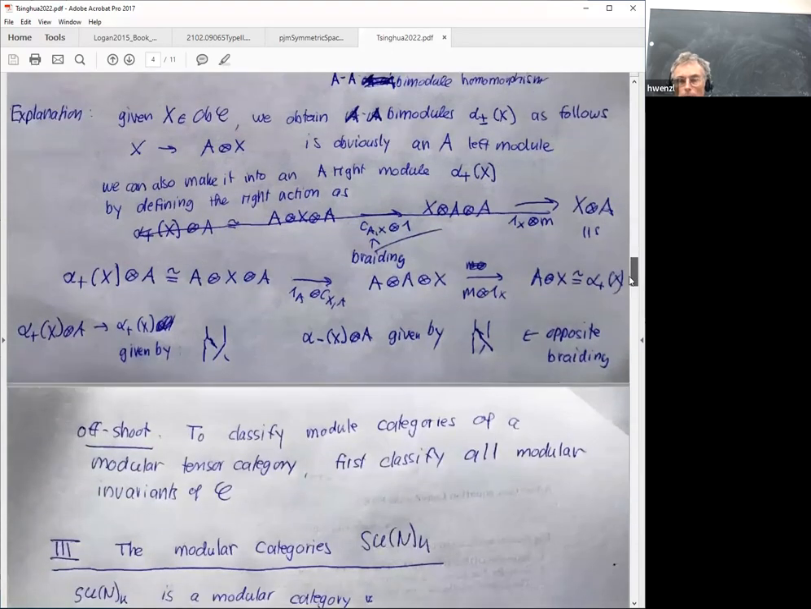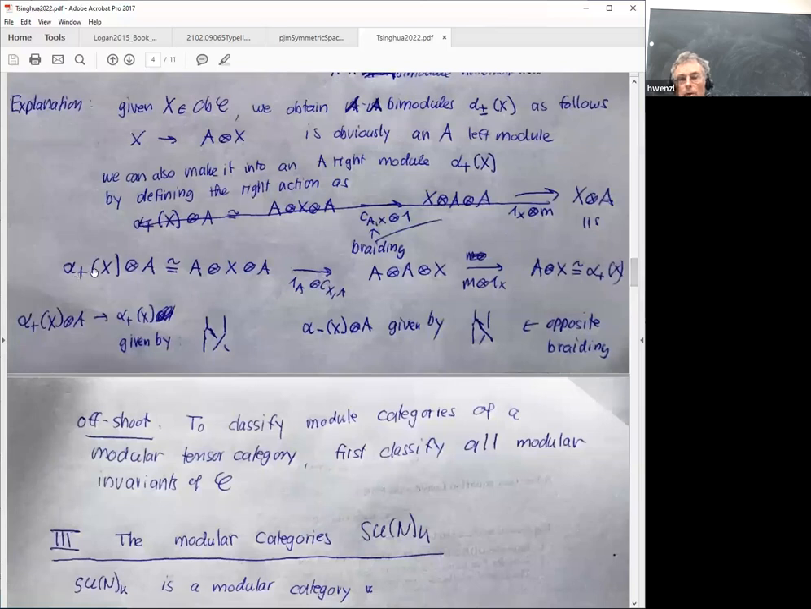And so I wrote it out here. So alpha plus X tensor A is isomorphic, as an object, to A tensor X tensor A. So then, using the braiding morphism, we can interchange this. So we can move A and X, such that we can now apply our multiplication map. And so we get then back A tensor X, which is isomorphic to our alpha plus X.